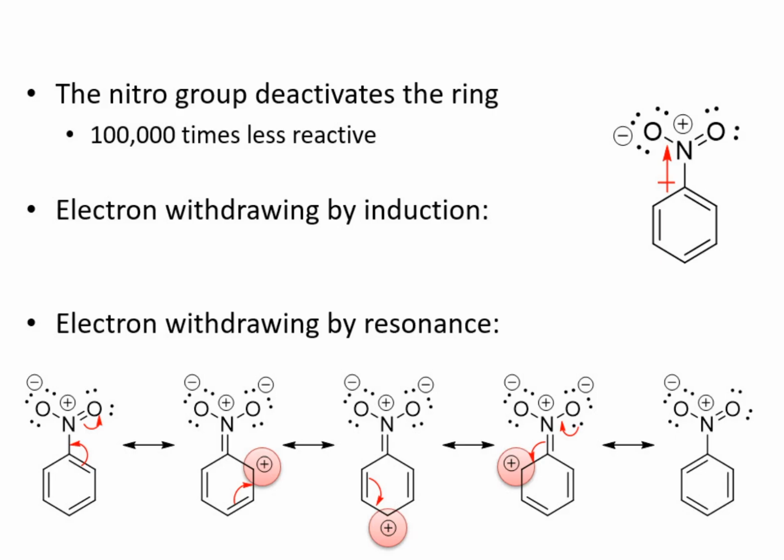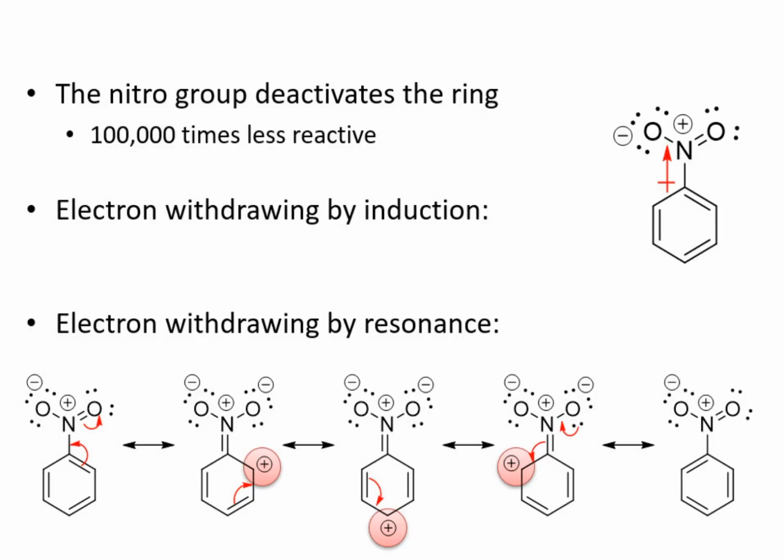We're going to switch gears now and talk about deactivating groups. Nitro is very electron withdrawing through both resonance and induction. So here are the resonance forms that we could draw for nitrobenzene. There are multiple resonance forms that we could draw. We can again walk our formal charge around the ring.